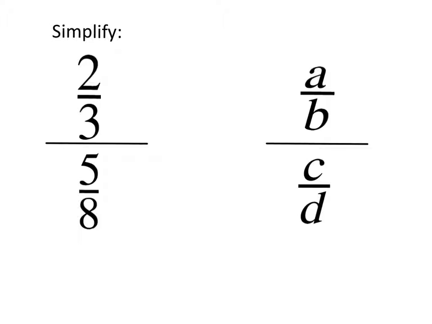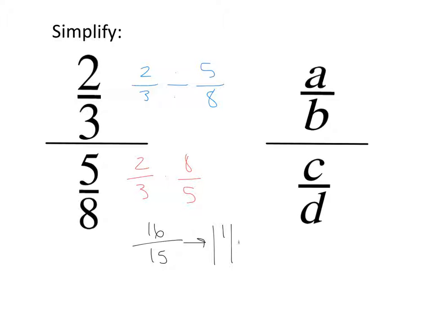Let's look at the first one, 2/3 over 5/8. How would you rewrite this? Well, I would rewrite this as 2/3 divided by 5/8. And when you're dividing fractions, what do you really do? You flip the second fraction and multiply. So 2/3 times 8/5. And we could multiply straight across and get 2 times 8, which is 16, over 3 times 5, which is 15. So 16/15, which turns into 1 and 1/15.